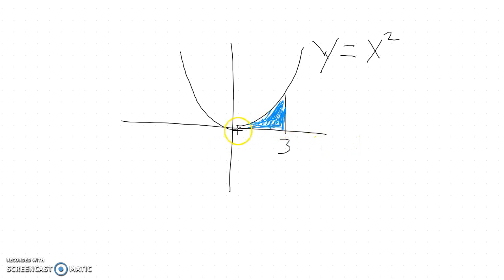First, I'm going to find the area under the curve from 0 to 3. To do that, you just use an integral. You take the integral from 0 to 3 of y equals x squared. That's going to give you the area.